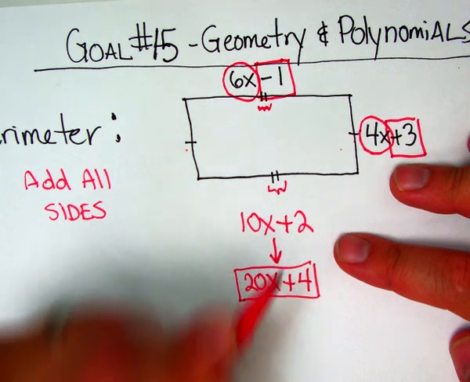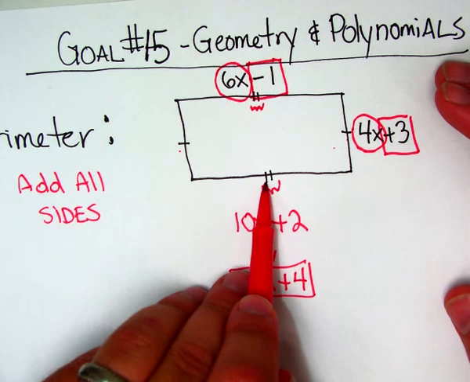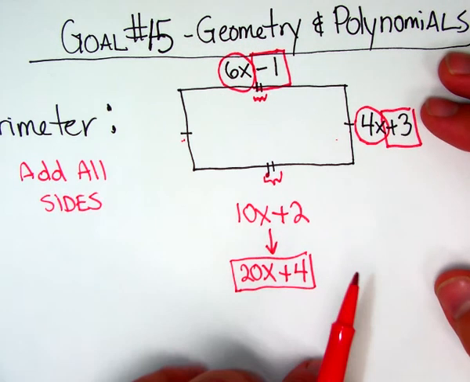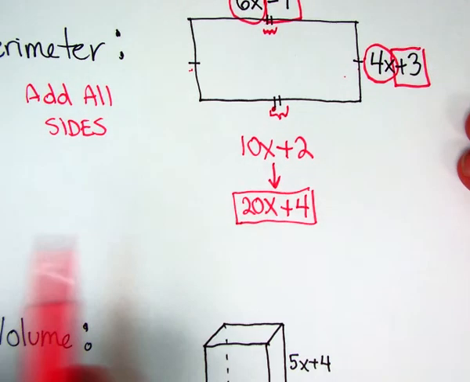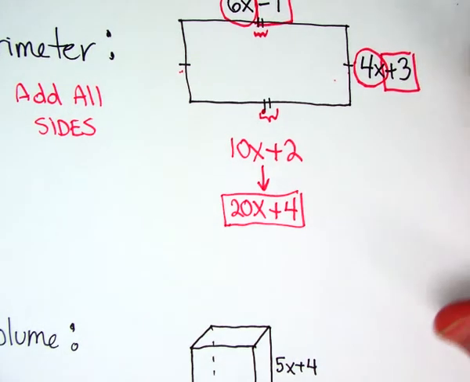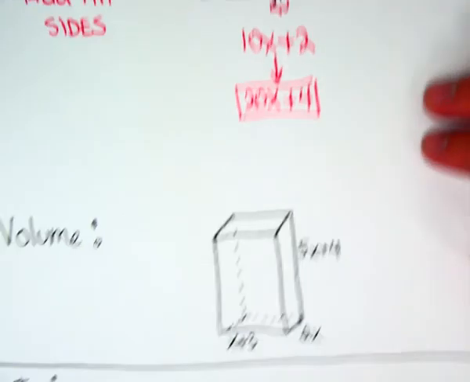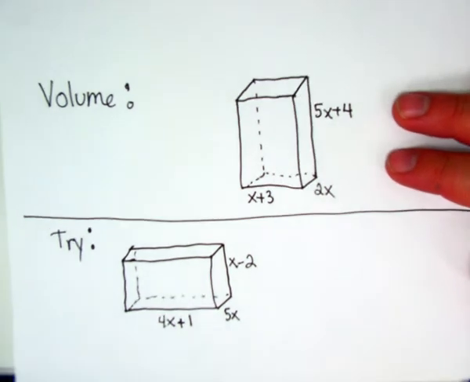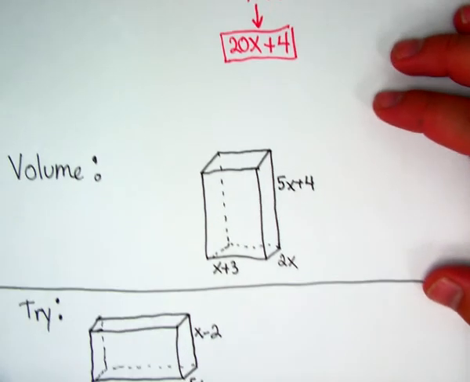Again, we double that just because this and this are the same, so there's two of them. And this are the same, so there's two of them. Okay, so the answer for that first one is 20x plus 4. Those are easy. I didn't have more practice problems for you guys with that, so hopefully that example will suffice. The volume ones are the ones that you seem to struggle a little bit on. So let's do the first volume one together.